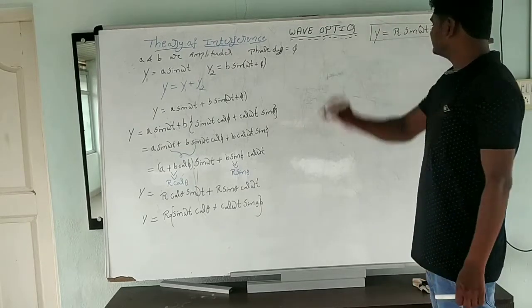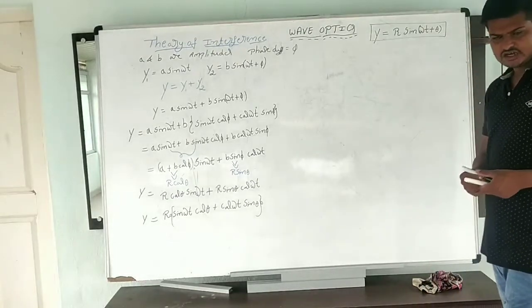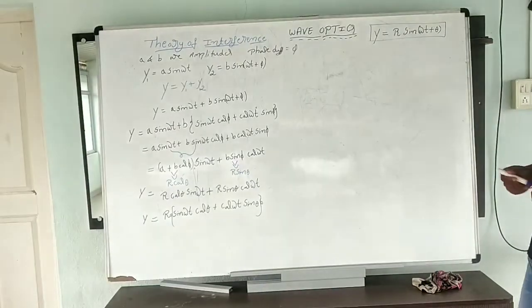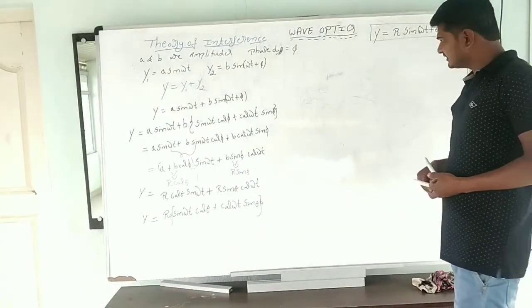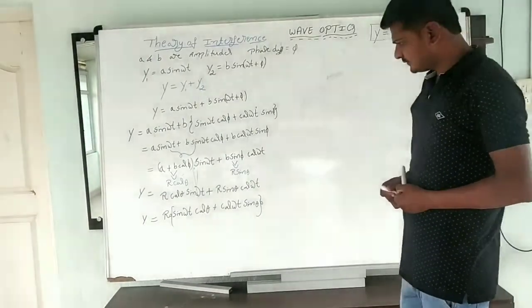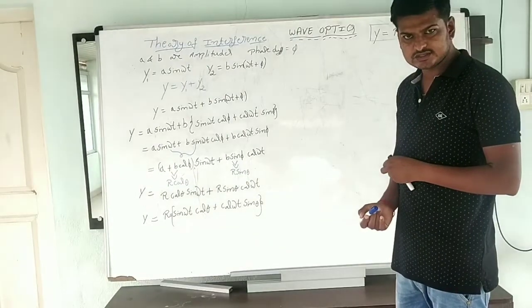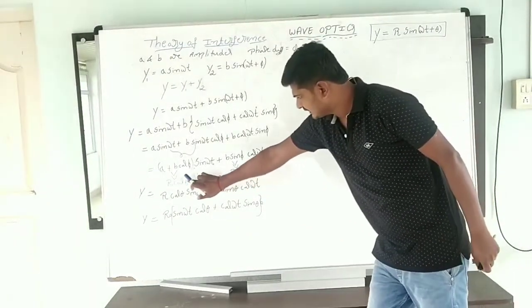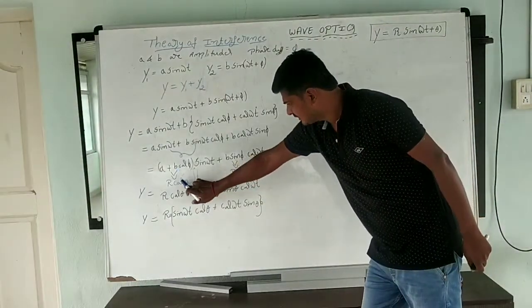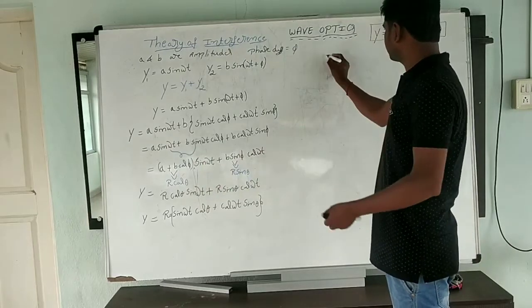This is the resultant displacement, R sin(omega t plus theta). Now come to the resultant amplitude. Yes, we have to find out the resultant amplitude. When you have to find out the resultant amplitude, keep in mind here R cos theta is what?